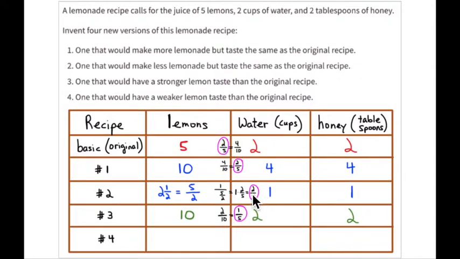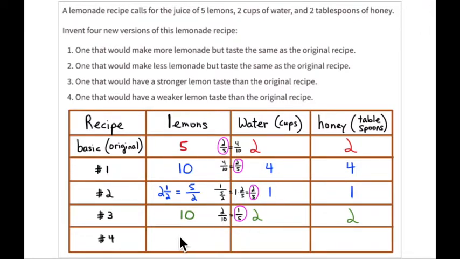In this case, when the recipe is the basic recipe, you have 10 lemons, then I need 2/5 that number of lemons for the cups. The number of cups of water are 2/5 the number of lemons, or 4 cups of water.